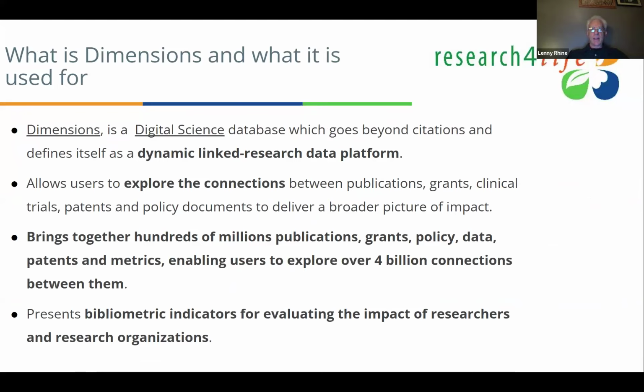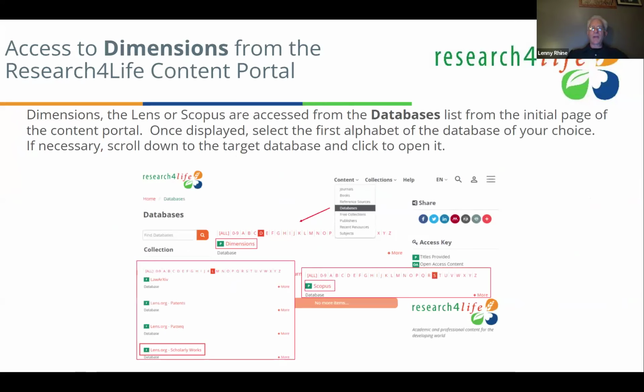Okay. Again, research data platform, hundreds of millions of publications, grants, policy data, patents, metrics, over 4 billion connections between them, indicators evaluating the impact of researchers and research organizations. What I say is go in to Research for Life, go to Dimensions, and explore. It's a little tricky to learn how to search, but I think that you'll be okay over time. I'm going to stop sharing.